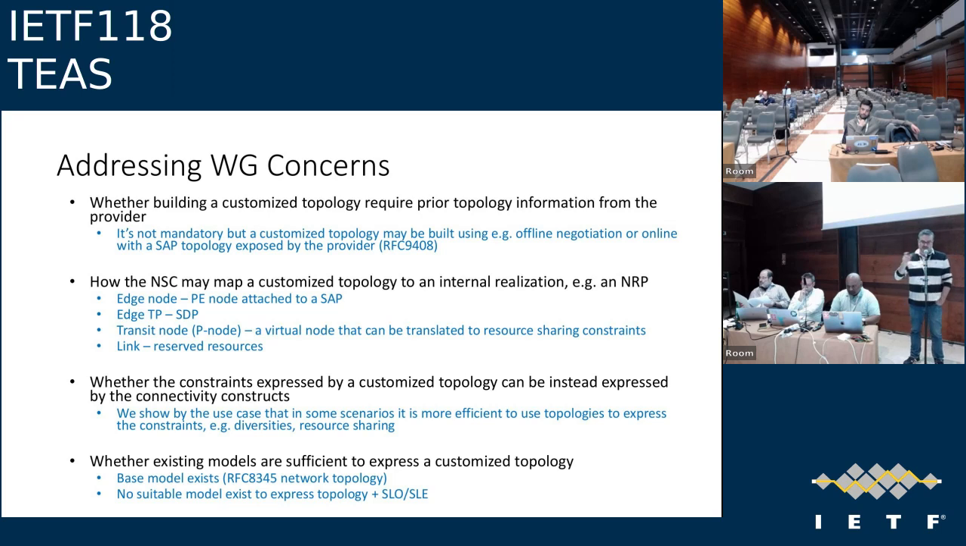So the edge node could be equivalent to the PE node attached to a SAP. The HTTP be equivalent to an SDP. The transit node, that would be a P node, equivalent to a virtual node that can be translated to resource sharing constraints. So somehow grouping resources, or considering some constraints to a number of resources, so we can somehow play with the fact of aggregating with more or less detail, and also the equivalence between link and reserved resources.